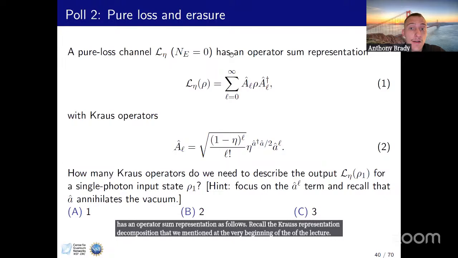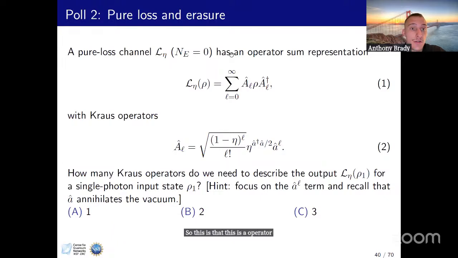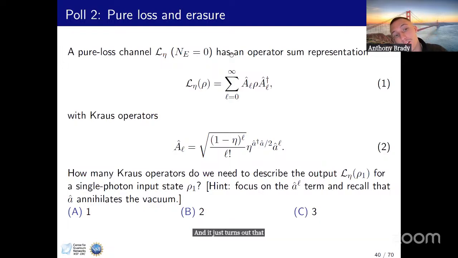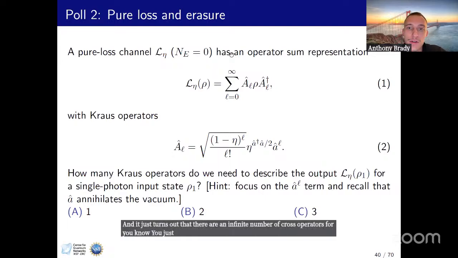So this is an operator sum representation. It's a Kraus decomposition for a pure loss channel. And it just turns out that there are an infinite number of Kraus operators, you just have to deal with that when you're dealing with bosonic modes.